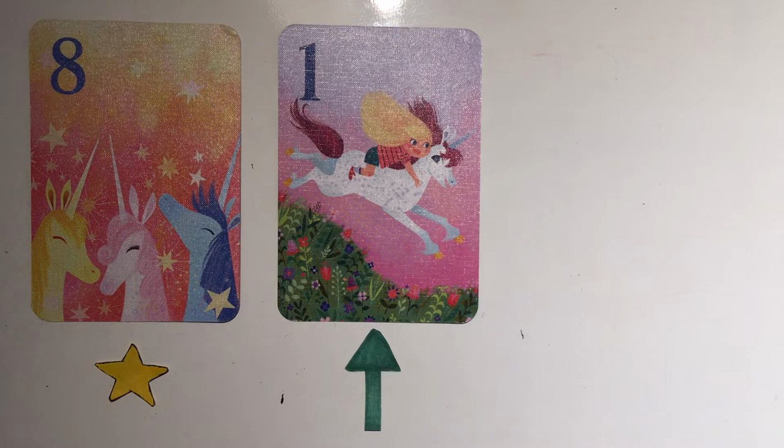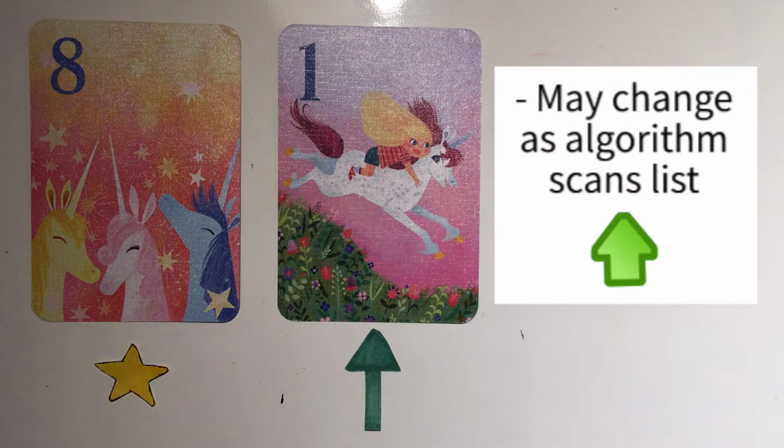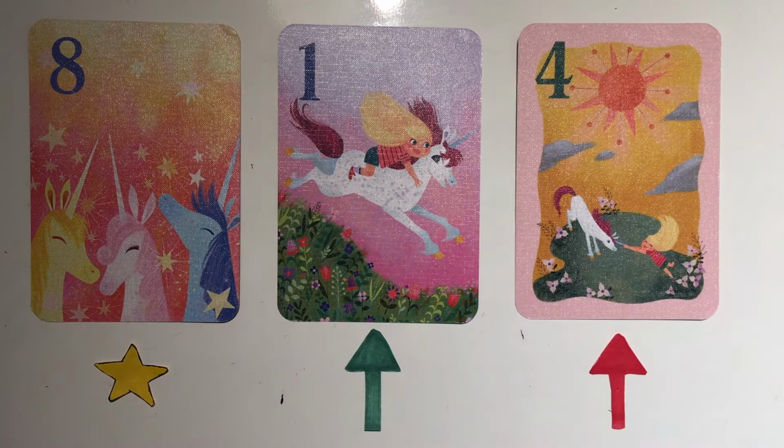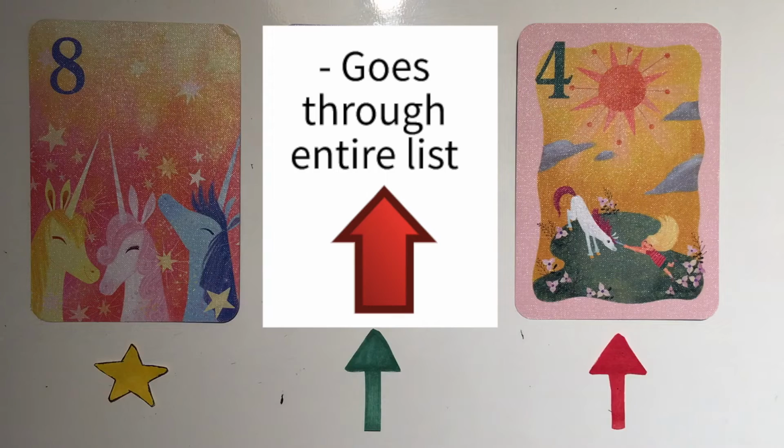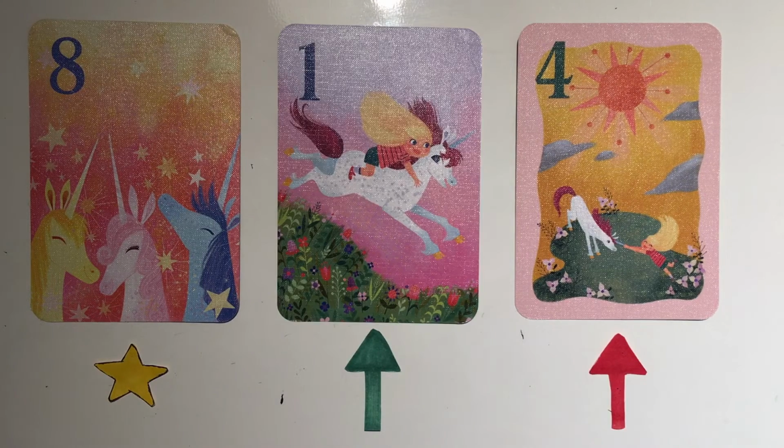More likely than not, it won't start on the actual minimum. This can change multiple times throughout a scan. The red arrow is a visualization of the scanning process. It will always run through the full list, unlike the minimum arrow.